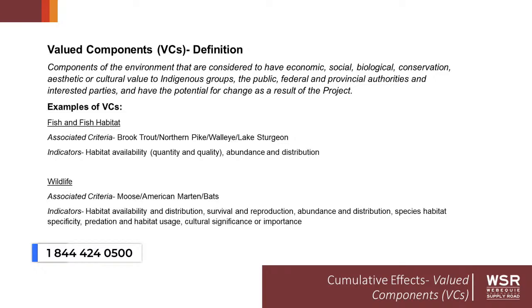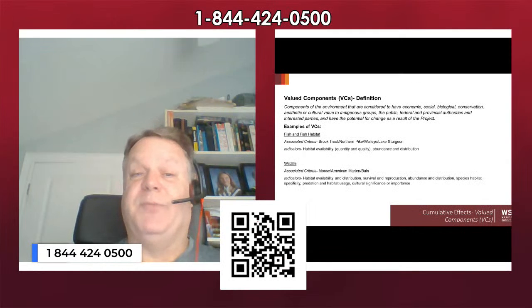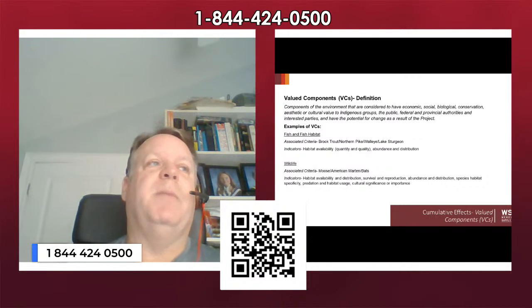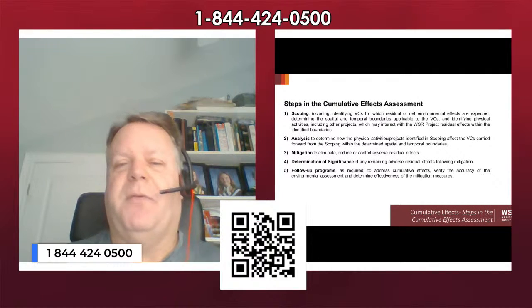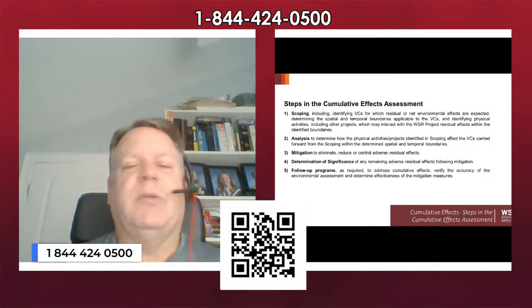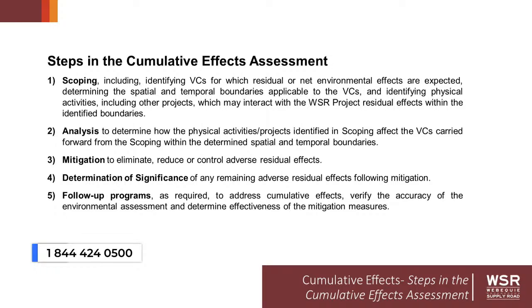So let's move now, because time's running out. Let's move now to talk a little bit about the steps in the cumulative effects assessment. There's four main steps. The first one is called scoping, and that's sort of looking at things at a high level and figuring out, okay, what are we going to do? Followed by that, you have analysis. Then you have mitigation. Then you have determination of significance. Then you have follow-up programs. So I'm going to go into each one of these in a little bit more detail.